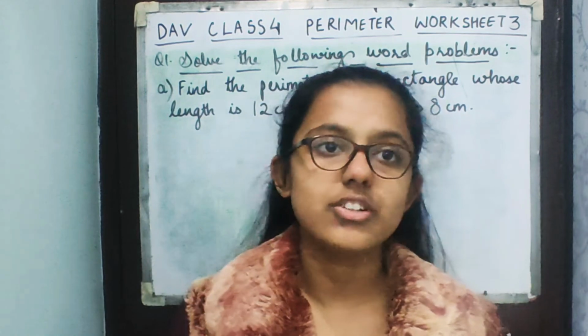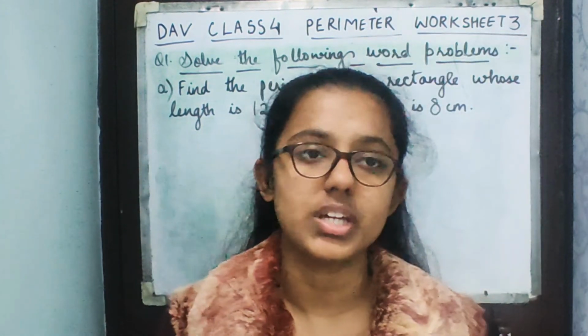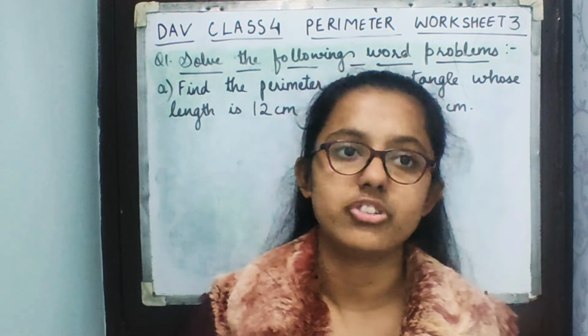So this is Khushi and today we are going to start with worksheet 3 of the chapter Perimeter. We have already completed worksheet 1 and 2. So let's start with worksheet 3 now.